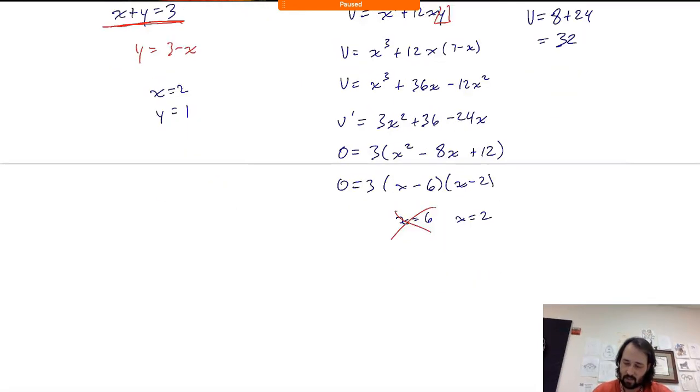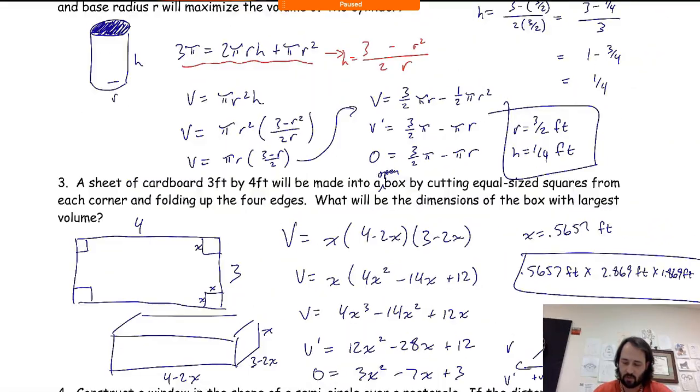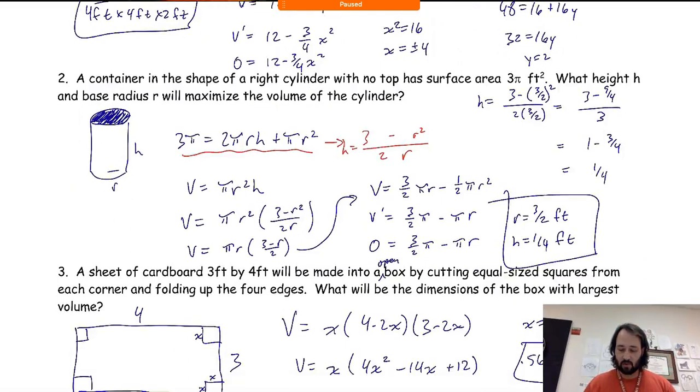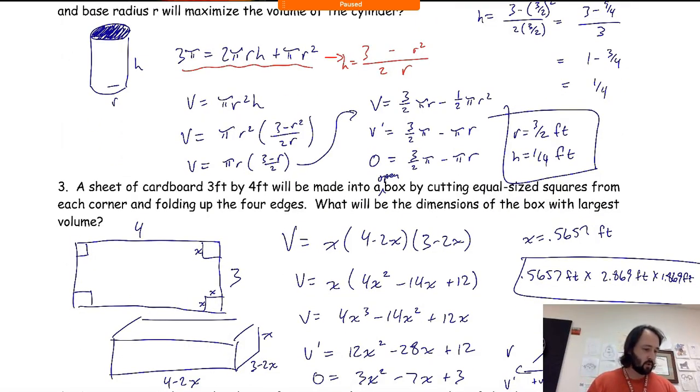Okay, that is it. So again, we're just using first derivatives to figure out how to maximize and minimize things. This can be very challenging, so good thing you guys have this homework over the weekend. Other than that, if you have any questions, as always, please just let me know.